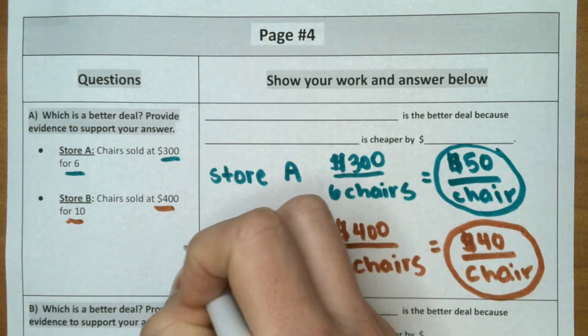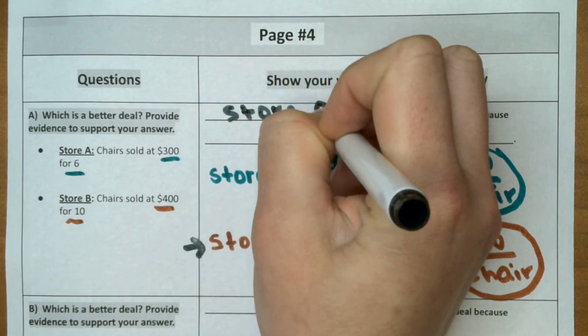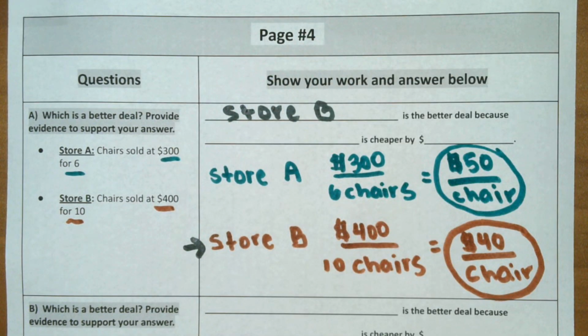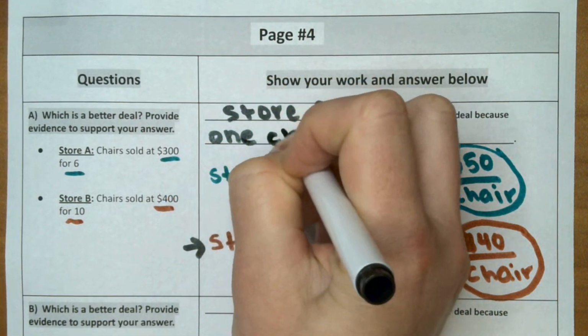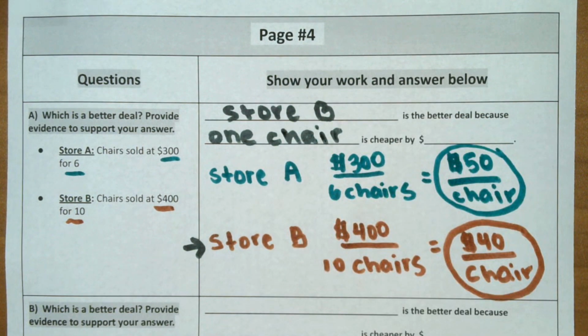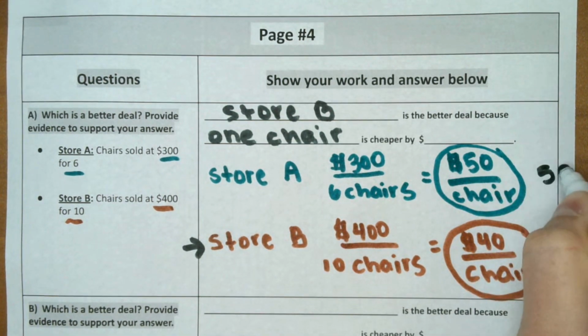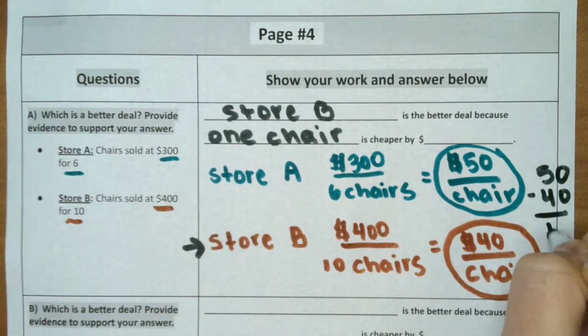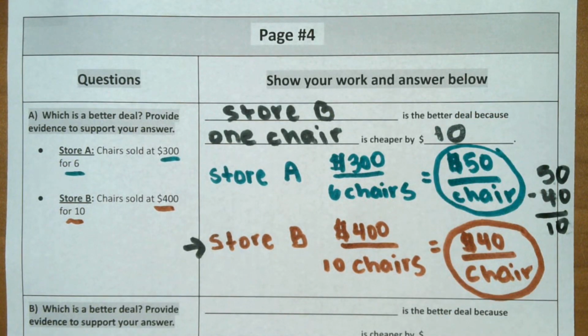We're going to write store B is the better deal because one chair is cheaper by, well, 50 minus 40 is 10. Store B sells it for $10 less. Pause the video, complete problem B on your own, and then come back to check your work.